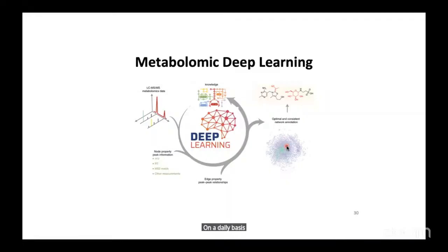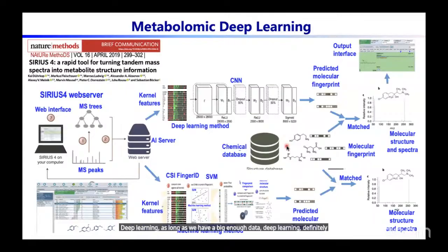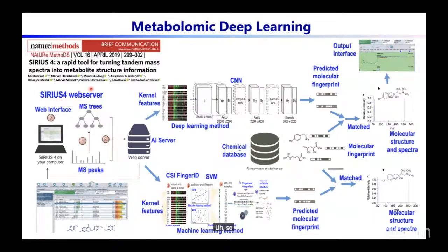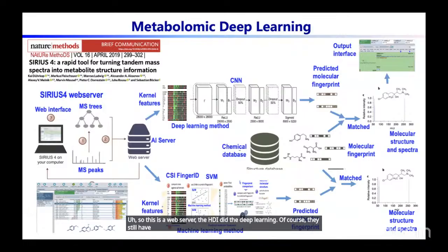Of course, we wish that AI to be deep learning because, as long as we have big enough data, deep learning definitely is a better approach. We want to see how deep learning is utilized in this case so far. You see, this is a series 4. This is a web server. They actually added the deep learning. Of course, they still have machine learning. You see this familiar part, right?